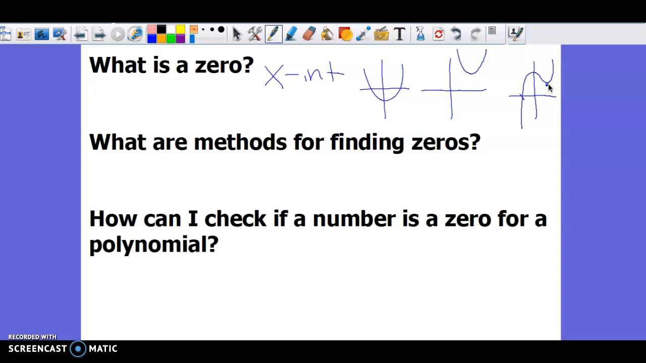Okay? What are methods for finding zeros? So in Algebra 2, you did a lot of this. You did a lot of factoring. So you would factor and then set each factor equal to 0. You also did some quadratic formula. I'm not going to actually use that method because I like completing the square. So that's also a method for finding zeros. If you know the quadratic formula and you want to use it, you're welcome to do it, but I'm not going to use it. And you can't make me.